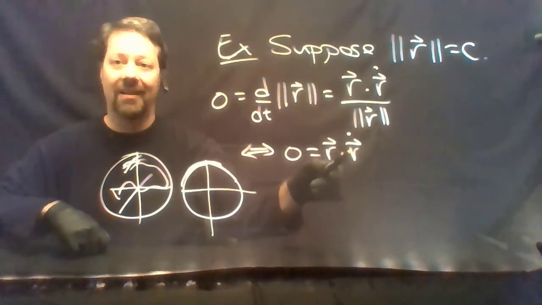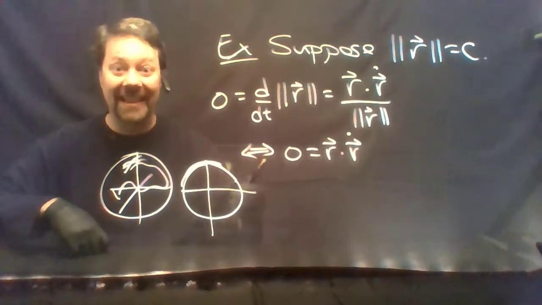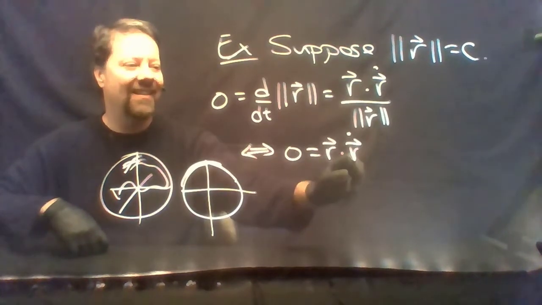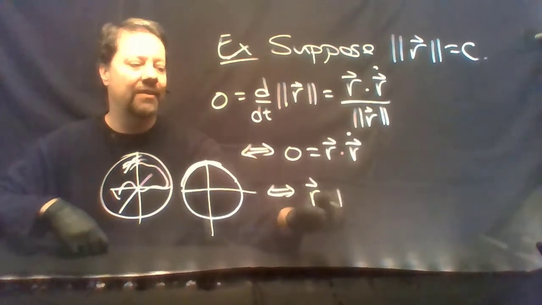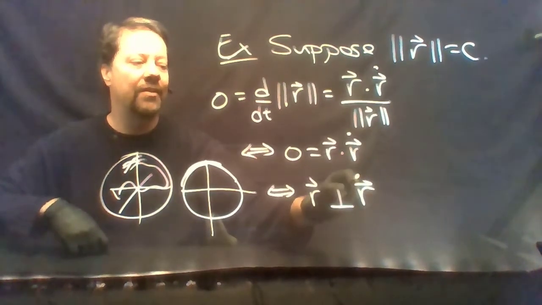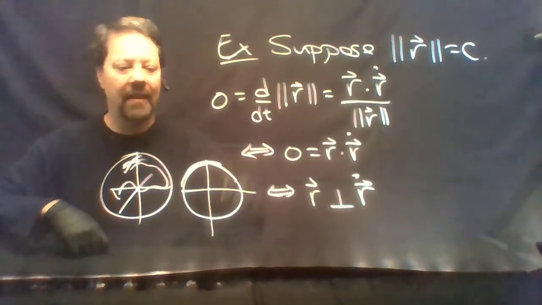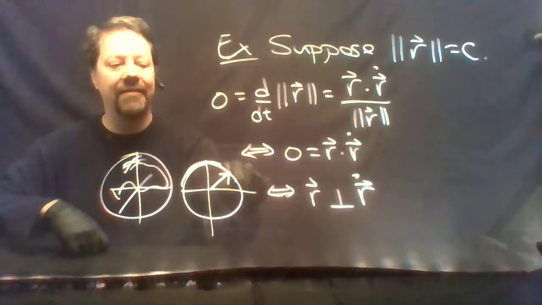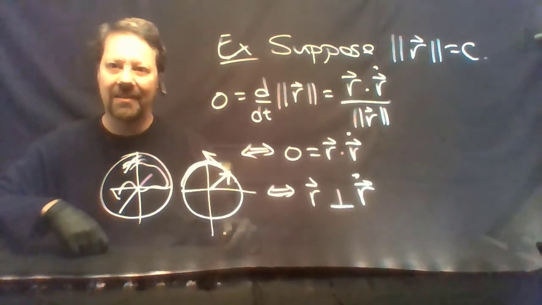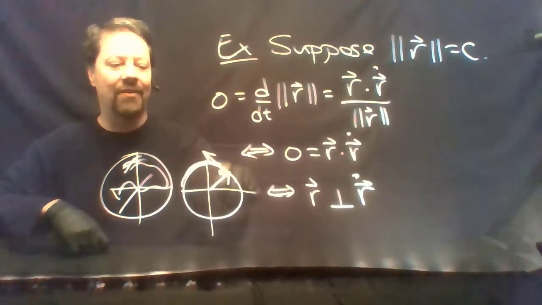R dot. Are you getting dotty already? But this is true if and only if the position vector is orthogonal to the velocity vector. Yeah, if the position vector is here on the circle, the velocity vector has to be tangent, which means at a right angle too.